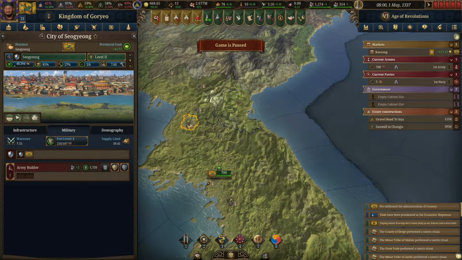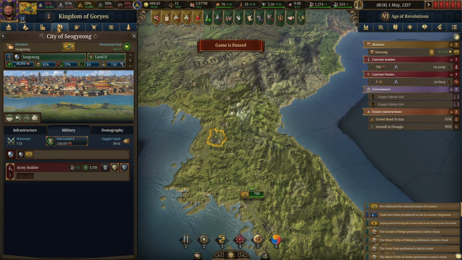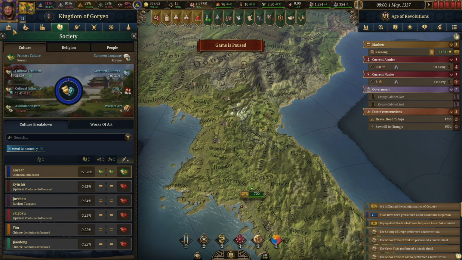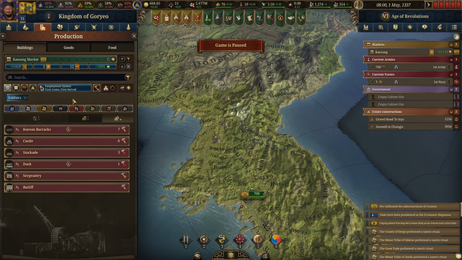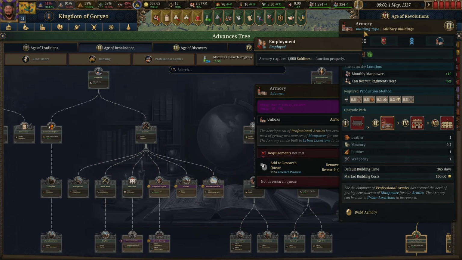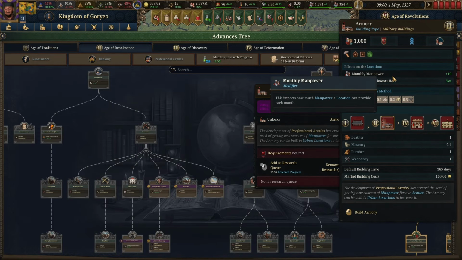I think you could also cut costs in a way, because it means you could demolish certain buildings that produce soldiers, like armories, since you wouldn't necessarily need them if you have so many soldiers being produced just for free, essentially. Because if you look at an armory, it employs 1,000 soldiers and gives you a monthly manpower of 10.